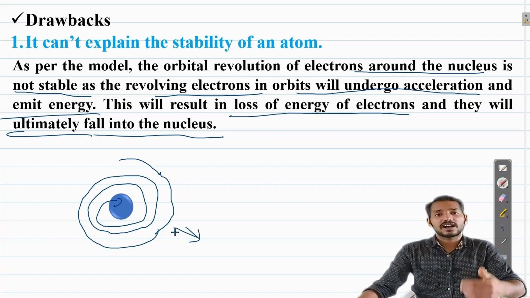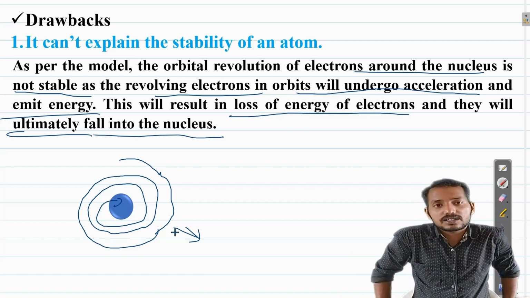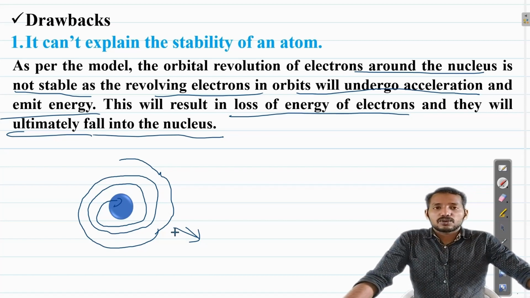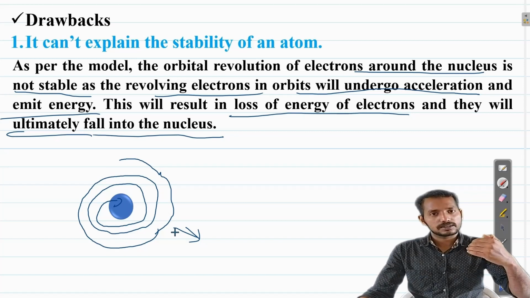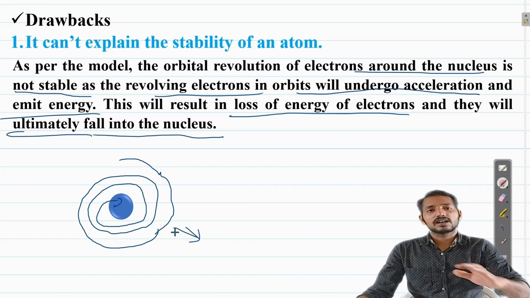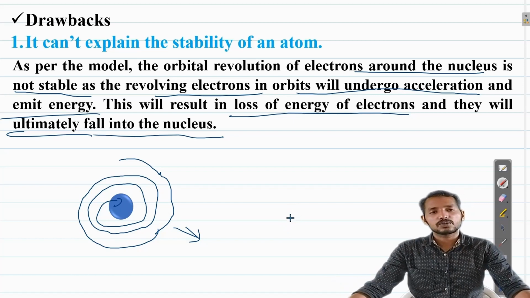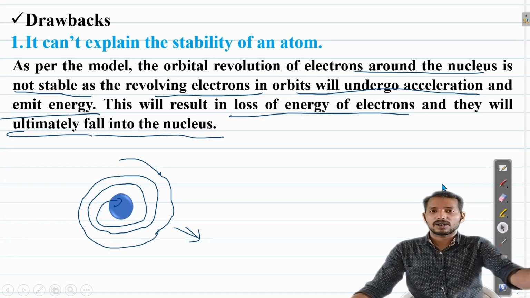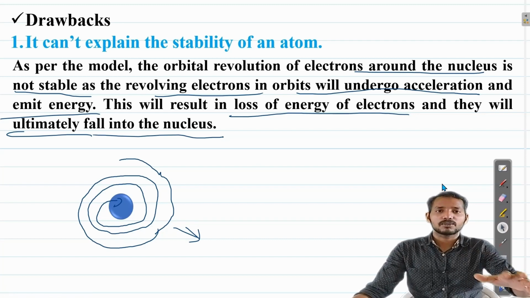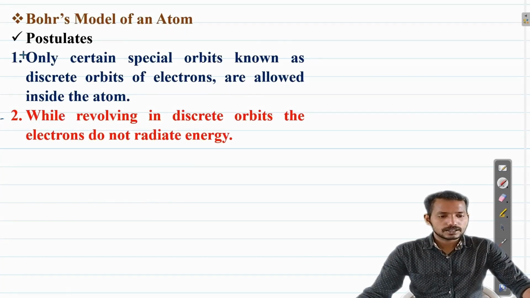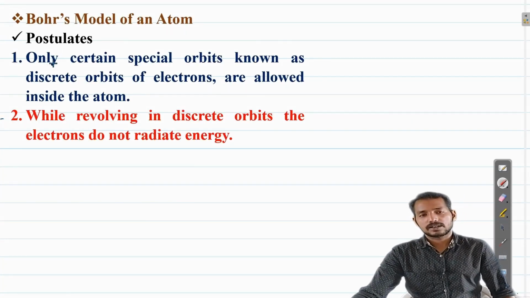But we know that atoms are stable. If the atoms were unstable, the matter would not exist in this form. But atoms are stable. That means the Rutherford model can't explain the stability of the atom. But don't worry, it is explained by Bohr's model of the atom. That is the final model of an atom, or the last model of an atom we are going to study in this chapter. These are the two postulates.